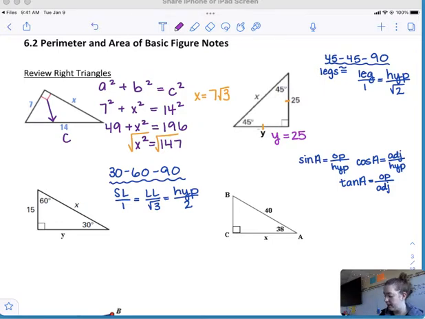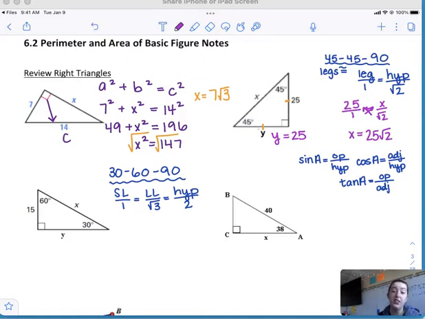So we figured out that our leg is 25. That's what's going to go over 1. Our hypotenuse across from that right angle is x. He goes over the square root of 2. Then we'll cross multiply. 1 times x is x. The square root of 2 times 25 is 25 square root 2.